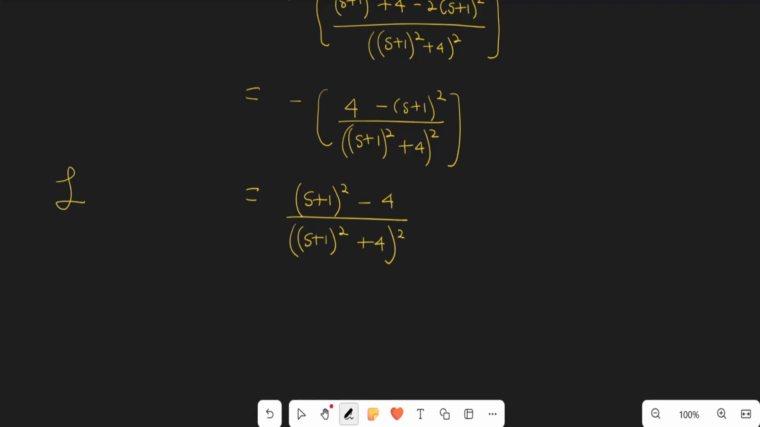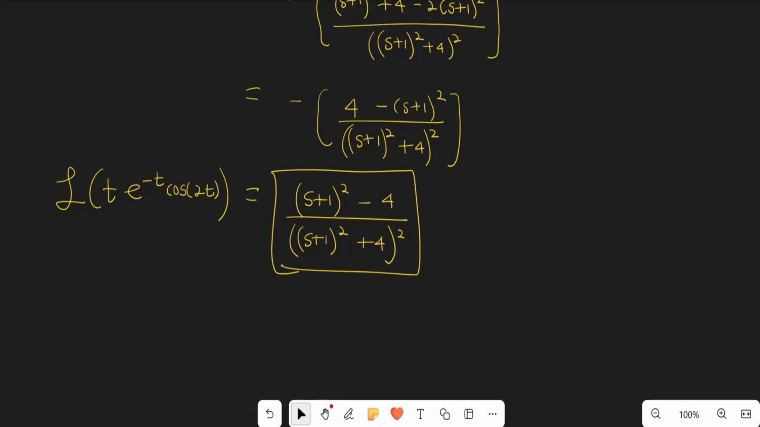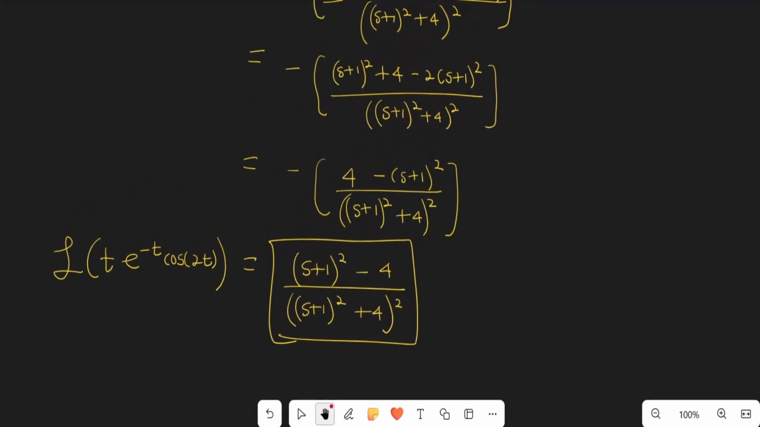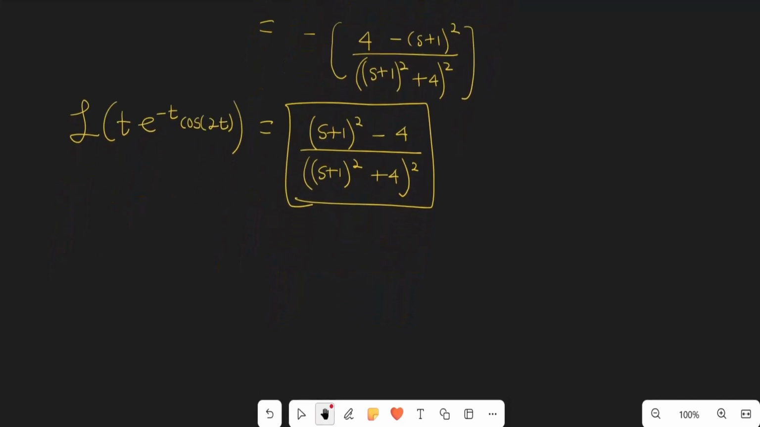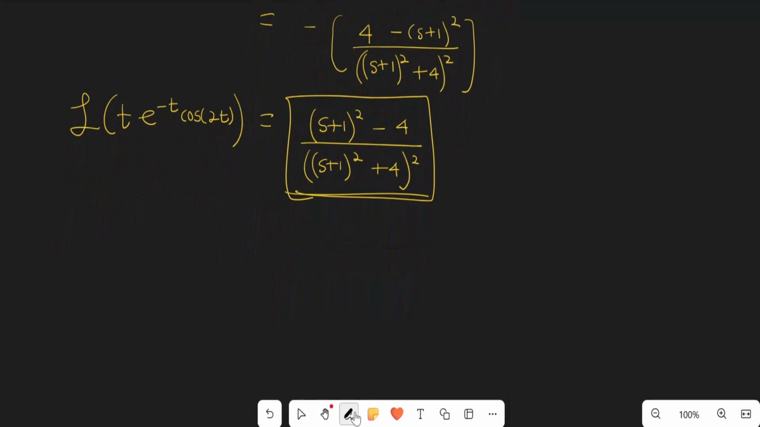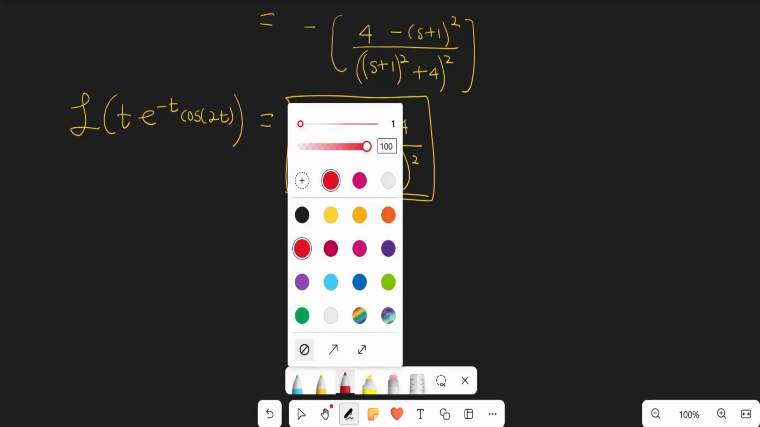And this one is the Laplace transform of t multiplied by e to the negative t multiplied by cosine of 2t, like this. We are done. We can now put our answer in a box. Cool. So this one is the 9th one. So the Laplace transform of t multiplied by e to the negative t multiplied by cosine of 2t is this guy. Cool stuff. Now the last one, we are going to do this one in pink.